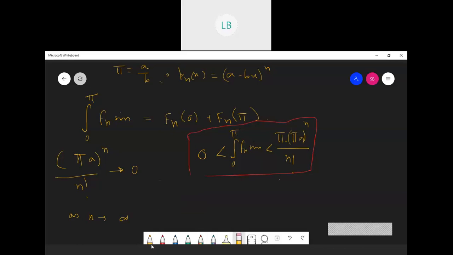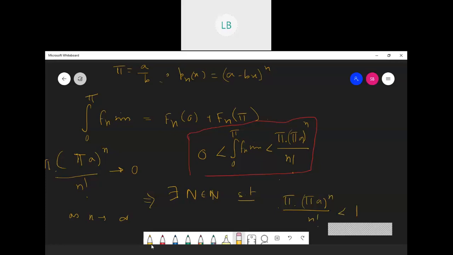You can try to show this, but not here. Let me just assume this. So it goes to 0 as n goes to infinity. If that is the case, then pi times it will also go to 0, since it is just a constant multiple. So from here we can say there exists a capital N in natural numbers, arbitrarily large, such that the term pi times pi a whole power N by N factorial is less than 1 and greater than 0. Greater than 0 is obvious, but at least less than 1.